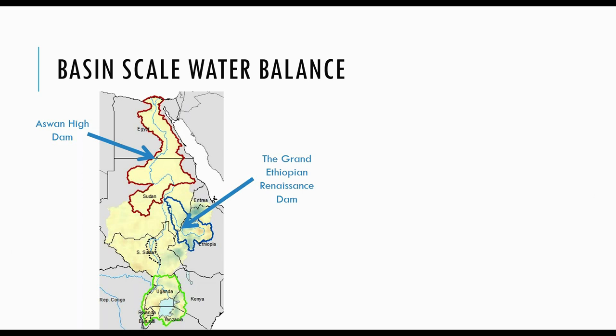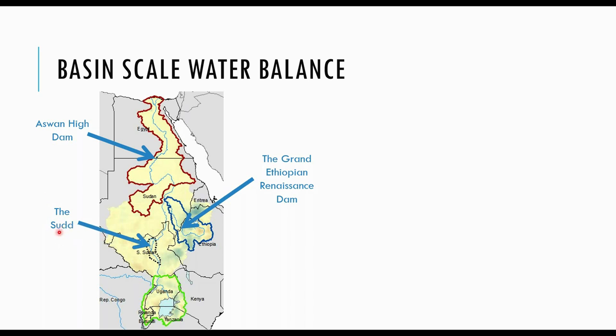Next, I'm going to talk a little bit about the Grand Ethiopian Renaissance Dam. This is a massive hydropower project currently in the final stages of construction right here on the Blue Nile near the Sudanese border. When complete, it will be the largest hydropower project in the history of Africa. It will have a large reservoir behind it, and it will begin to regulate flow of the Blue Nile in a way that has not been seen before in history. A lot of interest in understanding exactly how that influences the water balance.